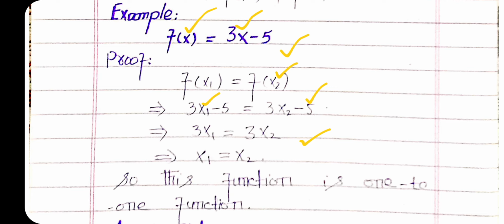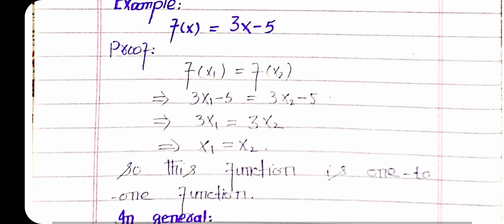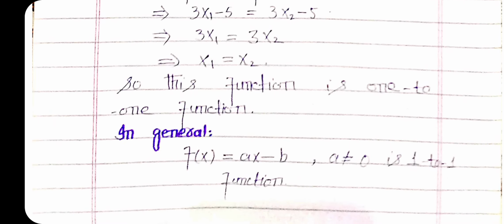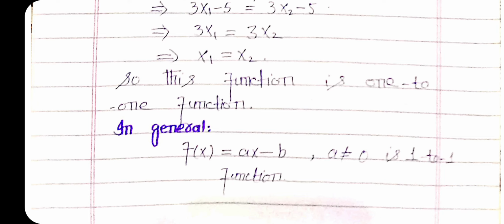Now 3 is not equal to 0, so its multiplicative inverse exists, and we can multiply by 1 over 3 on both sides. Then we have x1 is equal to x2. So this is a one-to-one function, as it satisfies the algebraic test of one-to-one functions. In general, f of x is equal to ax minus b, where a is not equal to 0, is a one-to-one function. This is basically the equation of a linear function, and every linear function is one-to-one.